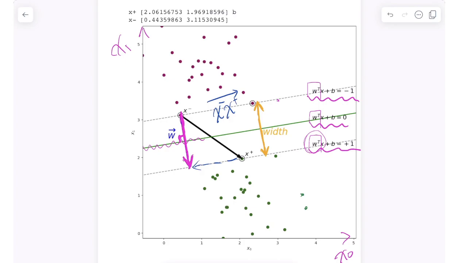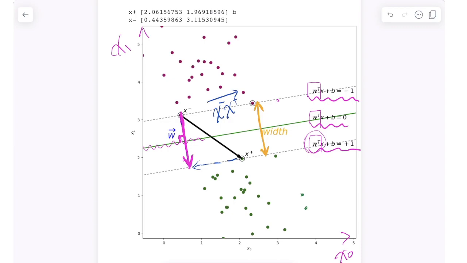So we can use w transpose to find the corresponding direction, the pink one, and we use x minus, one of the support vectors, and the other support vector x plus to find the black line. We project the black line onto the pink line, and the length of the projection is exactly the width we would like to find. So that is how we model these things. If we can write down the equation of the width, we simply maximize the width.